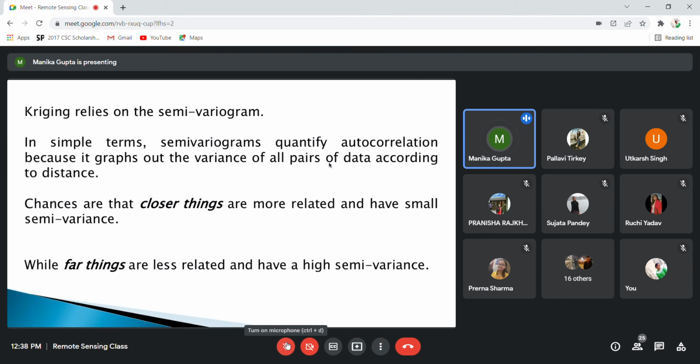Now, we talk about the semi-variogram. What it helps to do is it tries to quantify the autocorrelation within the variance of all pairs according to the distance. What is autocorrelation now?